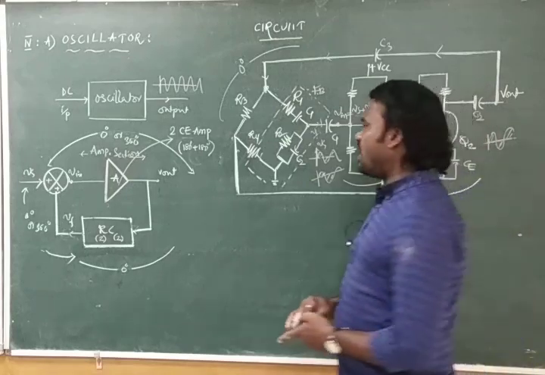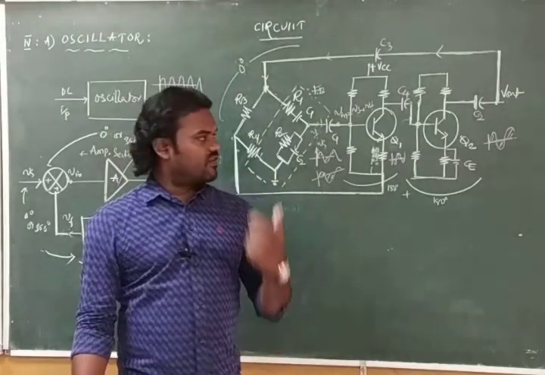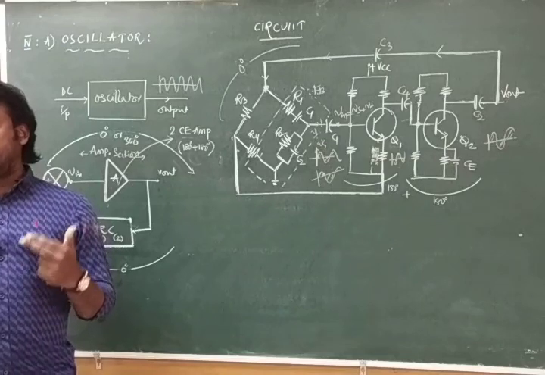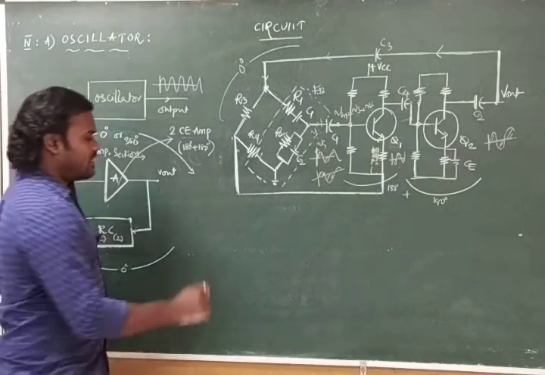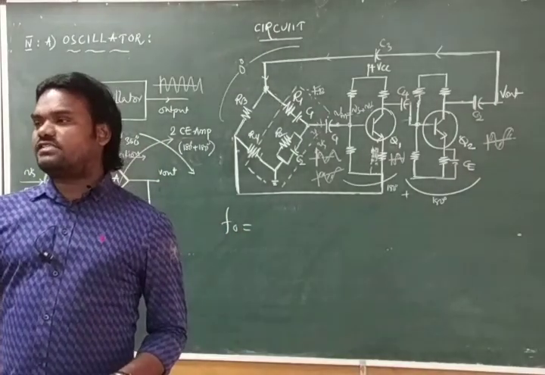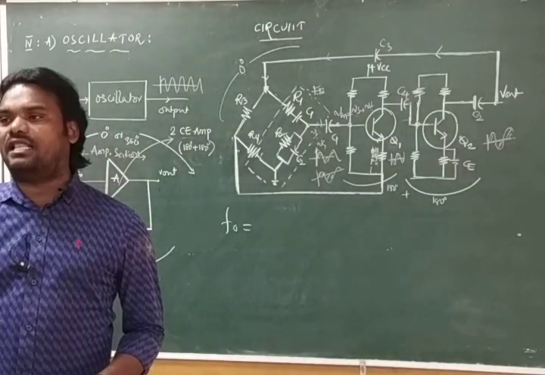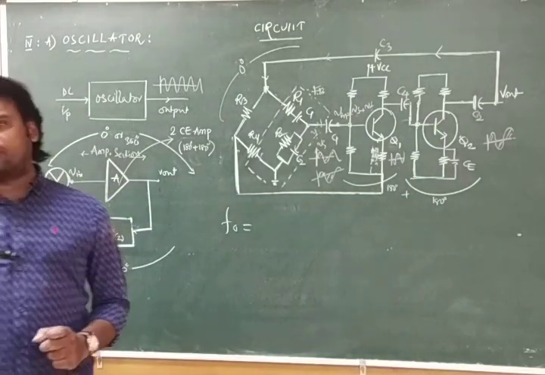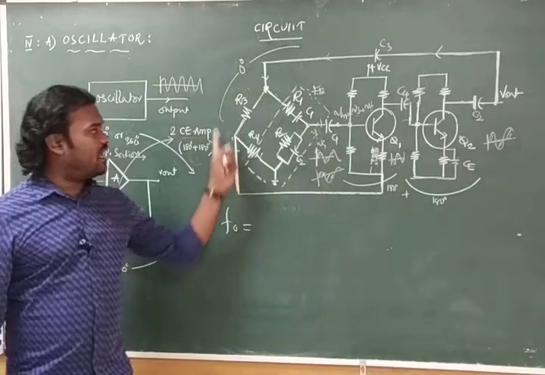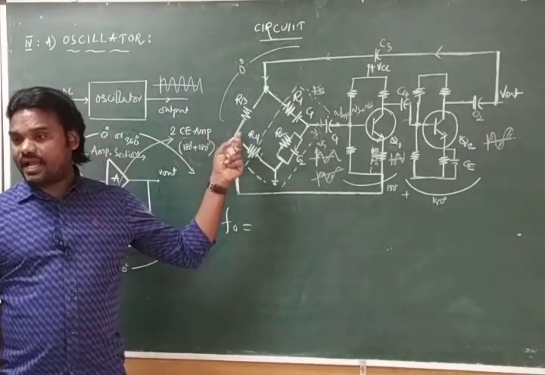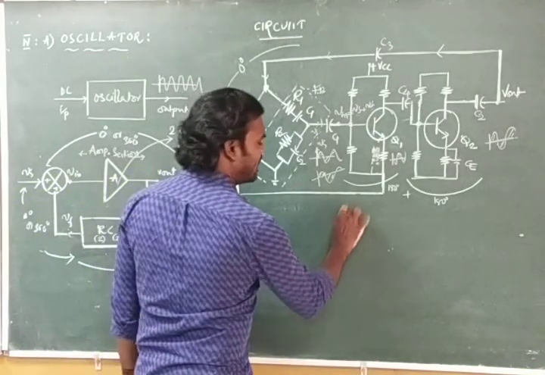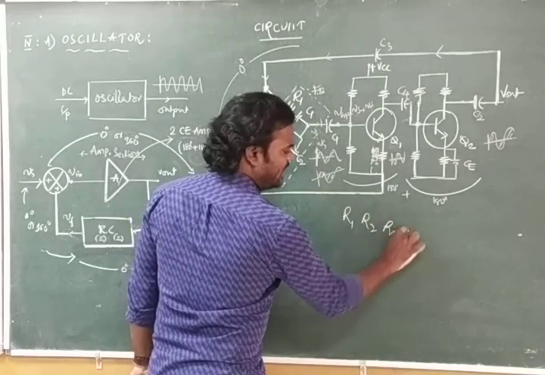And at this point, we have to define the frequency of oscillation. Frequency of oscillation means what? The frequency at which the oscillator circuit makes sustained and stable oscillation. So that is defined by FO. In the earlier classes I have explained, frequency of oscillation is purely dependent on the components which are used in the feedback network only. What are the components which are used in the feedback network? R and C. 4 resistors are there, R1, R2, R3 and R4.